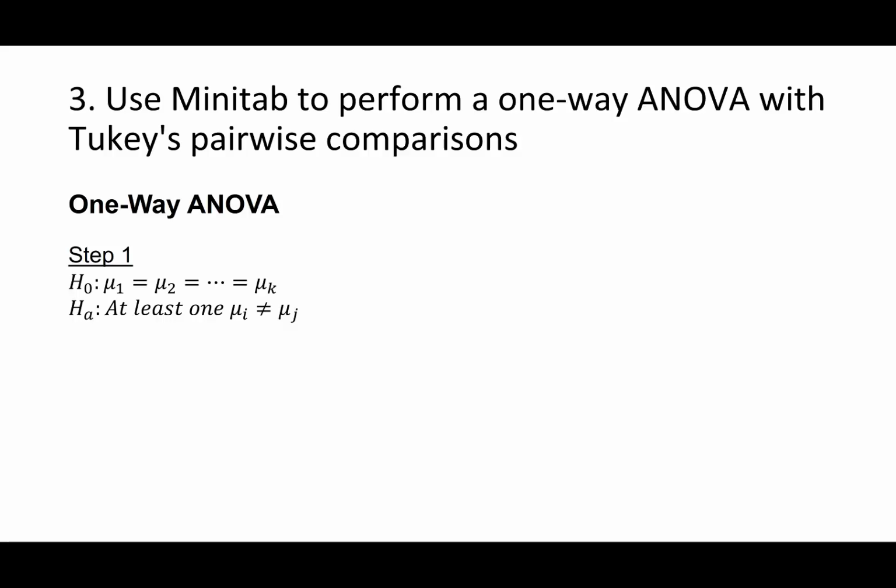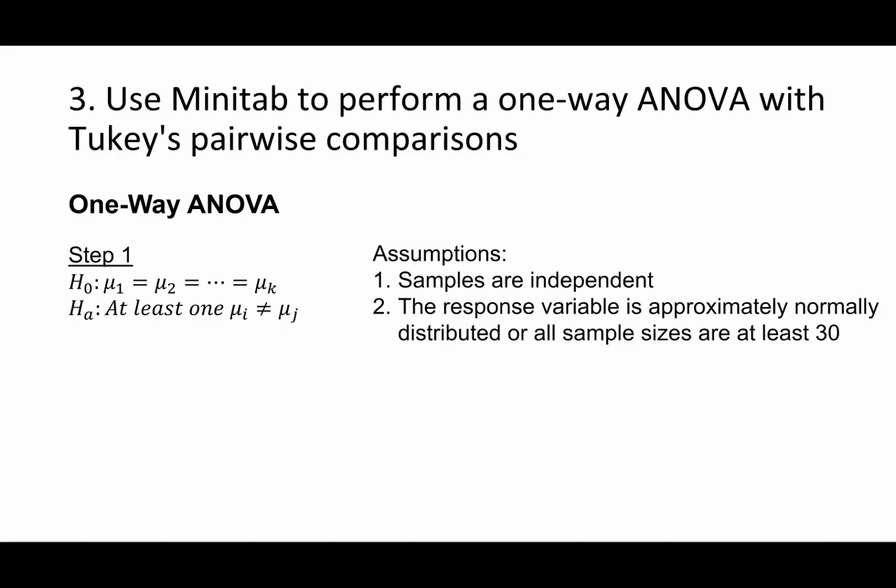There are three assumptions that we should always confirm are met before using the F distribution to approximate the sampling distribution. 1, the samples are independent. In other words, there are different cases in each group that are in no way matched or paired. 2, the response variable is approximately normally distributed, or all sample sizes are at least 30. If this assumption is not met, randomization methods may be used. This is the same randomization procedure that we learned back in Lesson 5. We won't cover this in this course, but it can be done in StatKey.